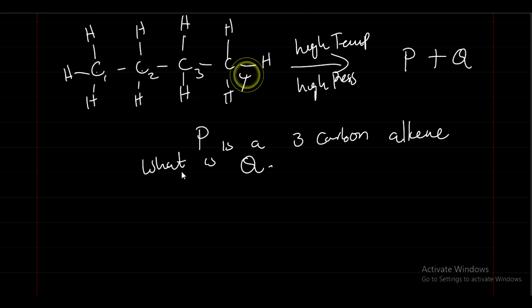If P is a 3 carbon alkene, so here, if we check, we have one, two, three, four. In order for me to have an alkene here, I must remove some hydrogens. A 3 carbon alkene has C3H6. So how many carbons are we left with? We're left with an alkane that is C1. C1H, 2 times 1 is 2 plus 2 is 4, CH4, which is methane. If you check the number of hydrogens, 6 plus 4 is 10.